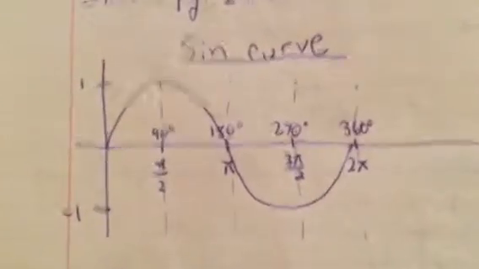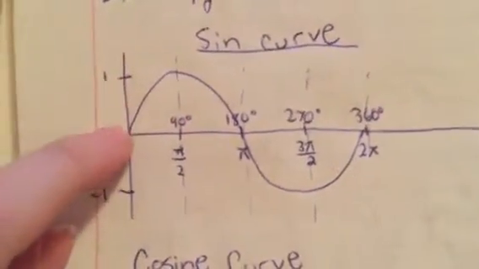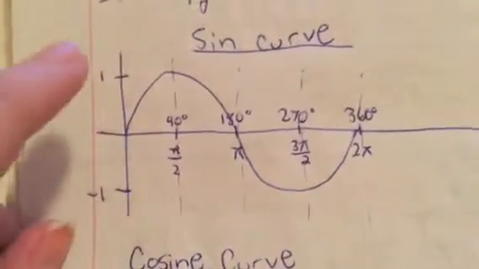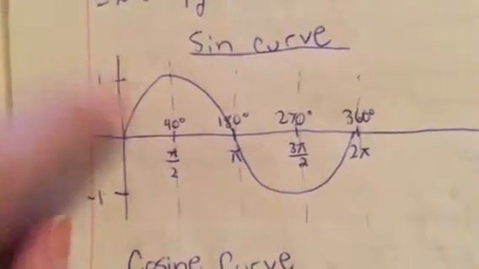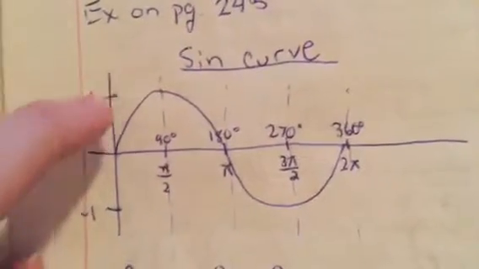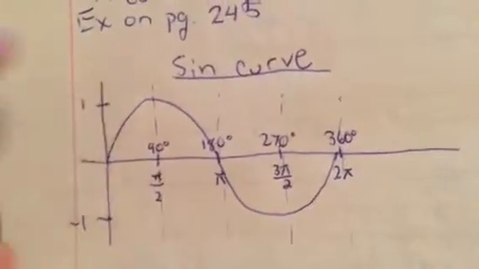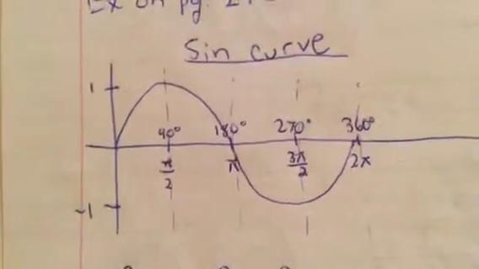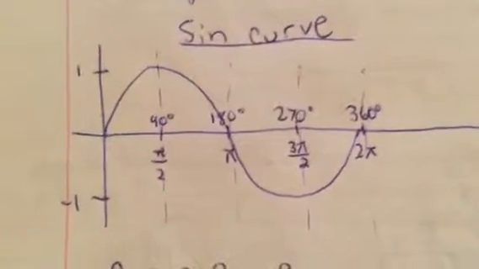Okay, so we can see that the amplitude of a sine curve is 1, because we can see that from the principal axis to the highest point of the curve, which is here, it goes to 1. So our amplitude is 1. So A on that general sine function is 1.